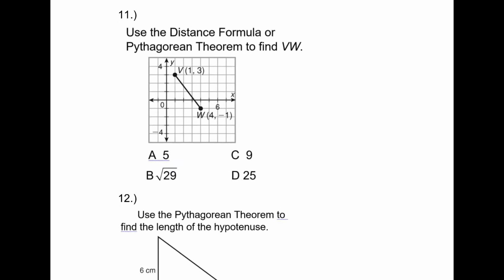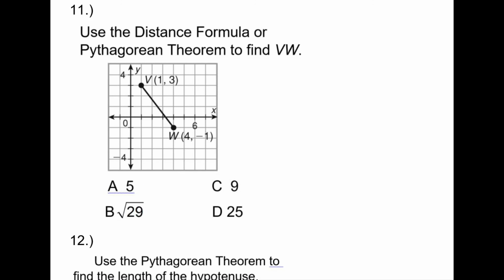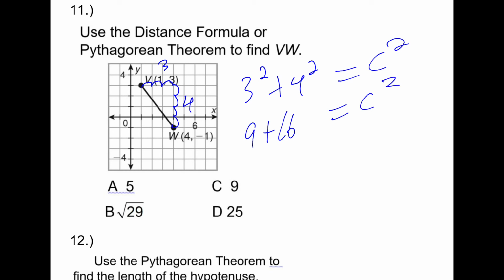On the review, we saw problems like this. 1, 2, 3. 1, 2, 3, 4. 3 squared plus 4 squared is equal to c squared. 9 plus 16 is equal to c squared. 25 is equal to c squared. 5 is equal to c.